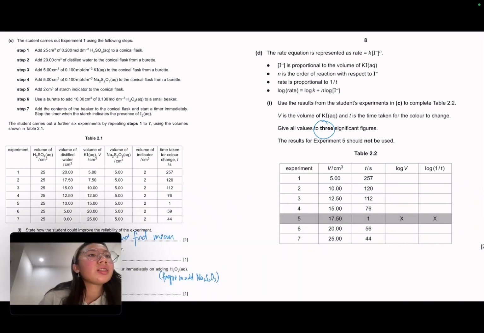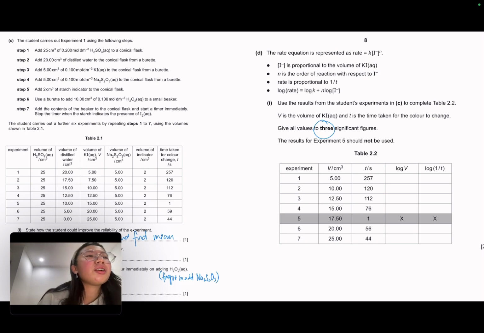Alright, okay. The rate equation is represented as rate = k[I⁻]^n, where [I⁻] is proportional to the volume of KI, n is the order of reaction with respect to I⁻, and the rate is proportional to 1/t. Alright, log rate = log k + n log [I⁻]. So this one is likely the line equation. If they do ask what is the gradient, what is the y-intercept, you can use that equation probably.